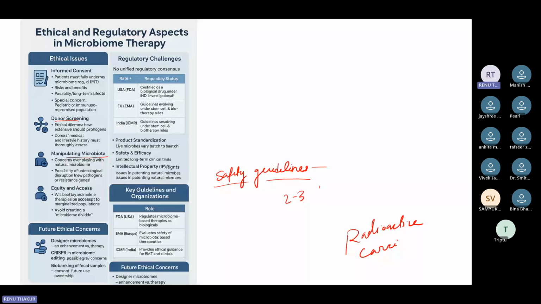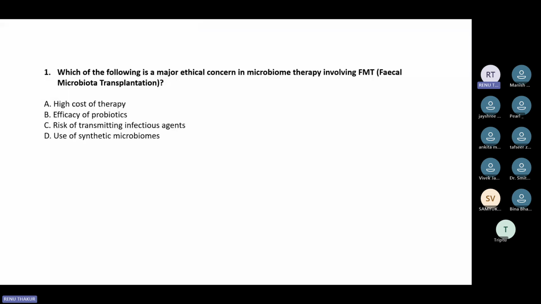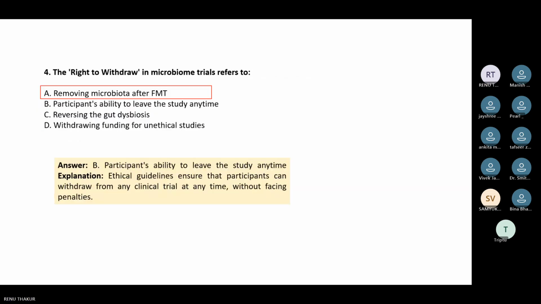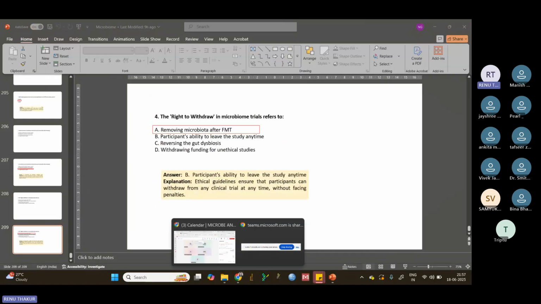Some questions are also there, but I think there is no time, and it is already heavy, so I would not like to extend more. We will solve this question tomorrow also. Let me stop the recording. We will solve some more questions tomorrow.